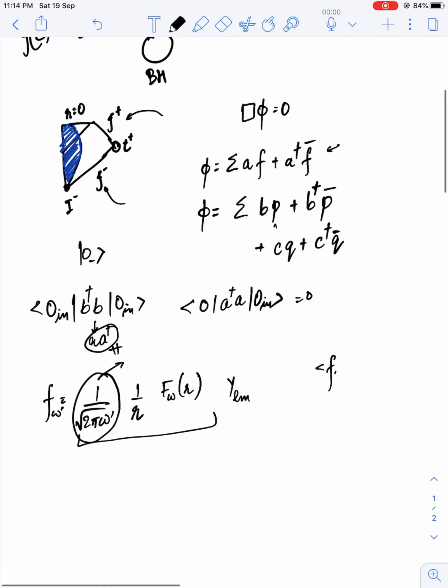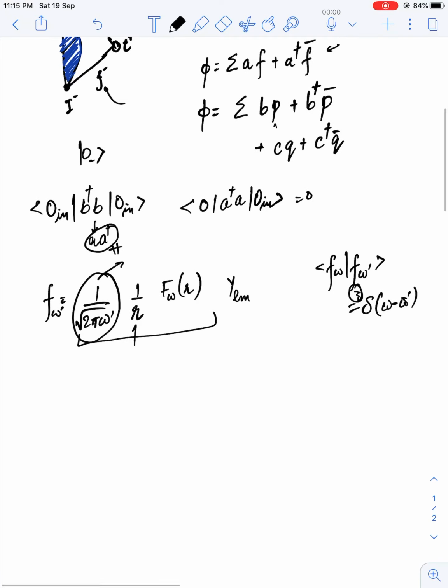Basically f omega dash goes like this. The constant before the delta here has to be 1, so this comes because of this. While this function 1 by r can be derived, and it's done in Wald. And for the p omega, one gets the same relation: 1 by 2 root 2 pi omega, 1 by r, p omega r, something Ylm.